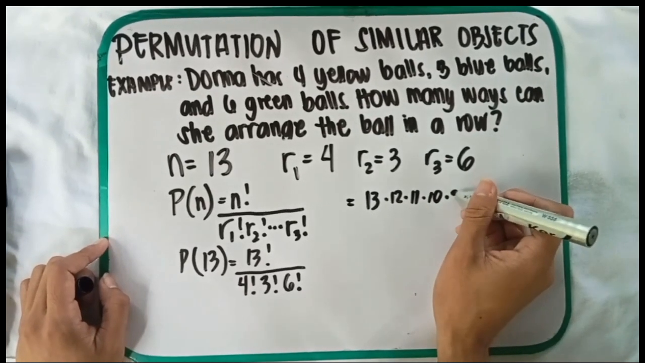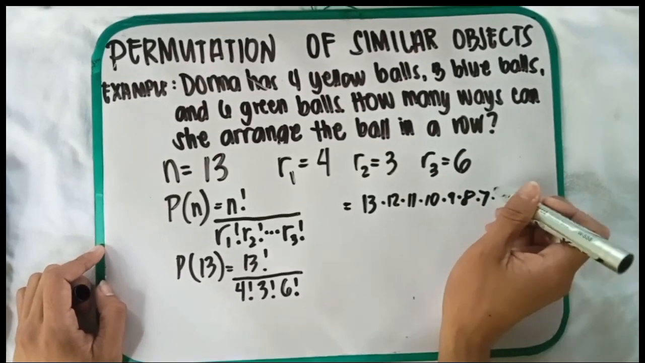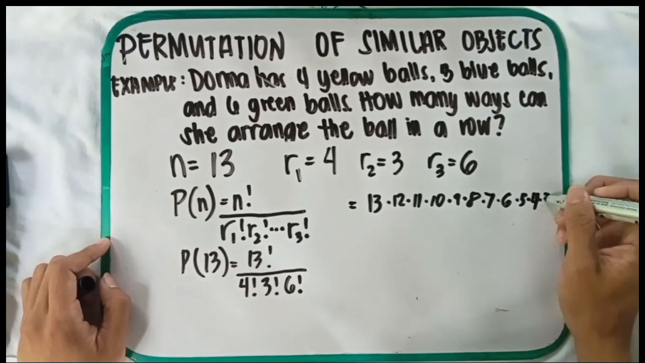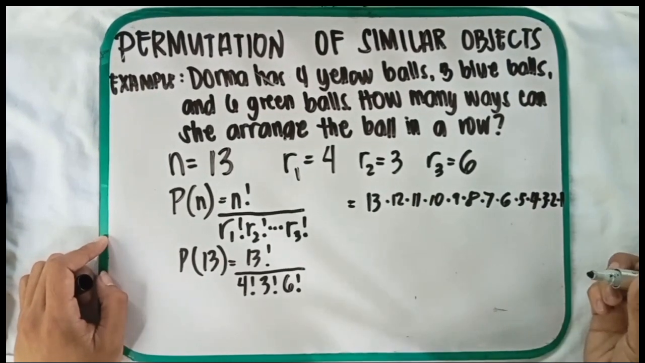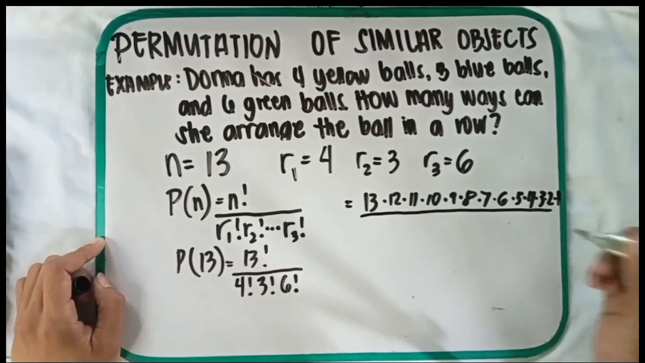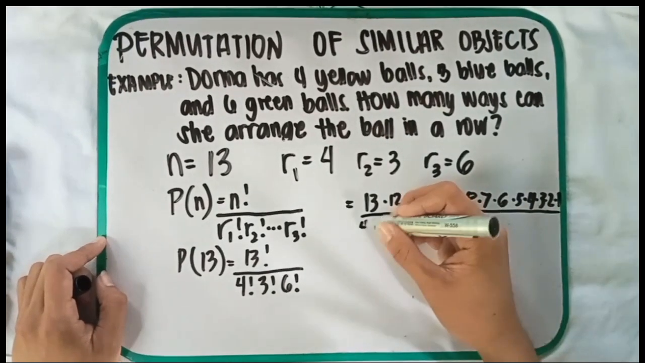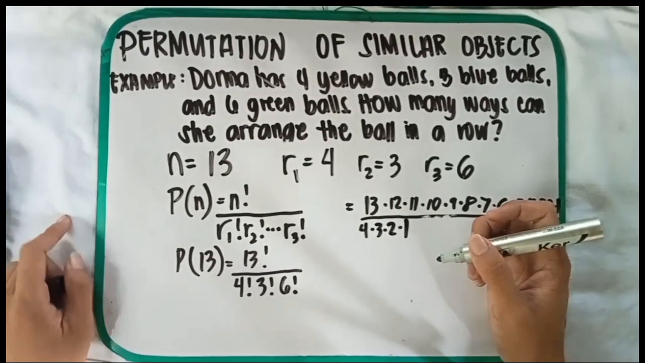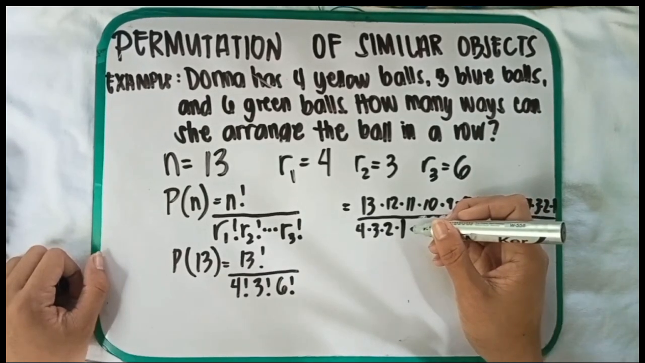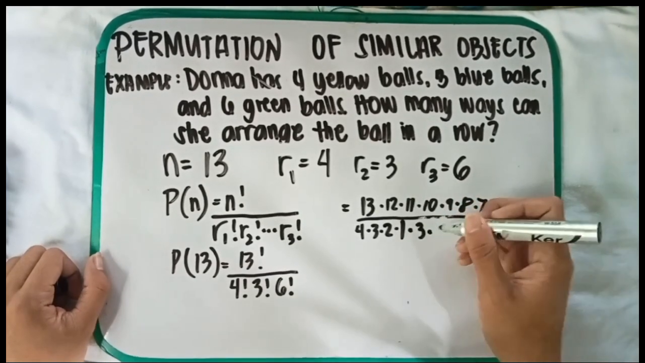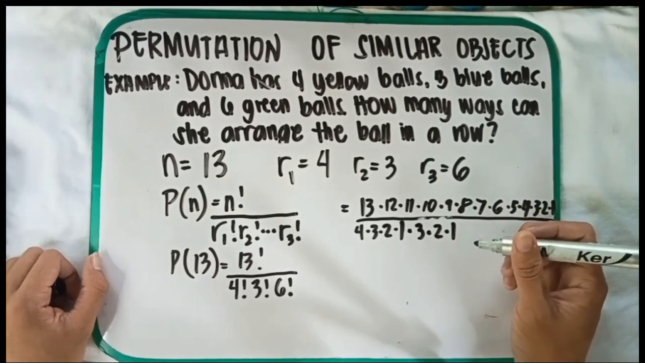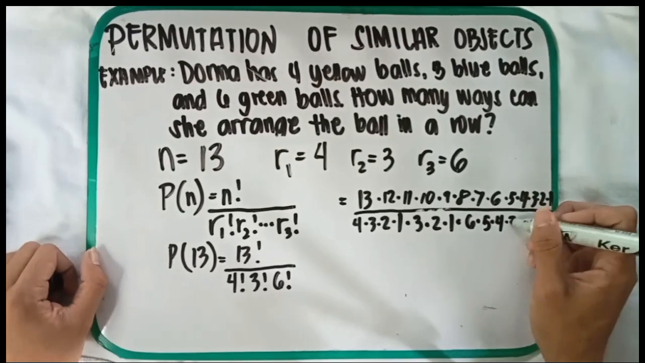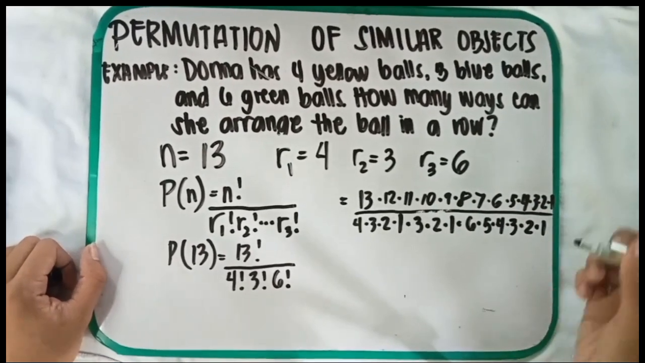times 9 times 8 times 7 times 6 times 5 times 4 times 3 times 2 and times 1, all over the 4 factorial, which is equal to 4 times 3 times 2 times 1. Then the 3 factorial is equal to 3 times 2 and times 1. Then 6 factorial is equal to 6 times 5 times 4 times 3 times 2 and times 1.